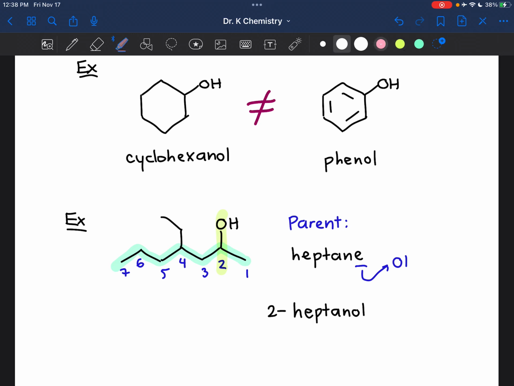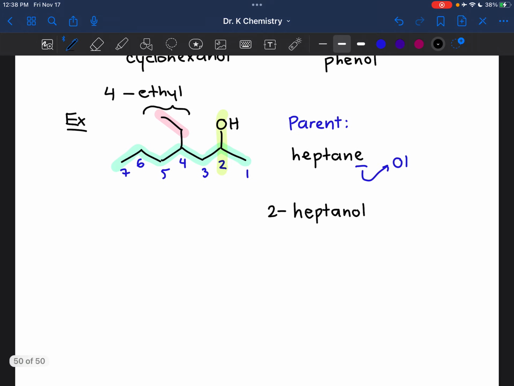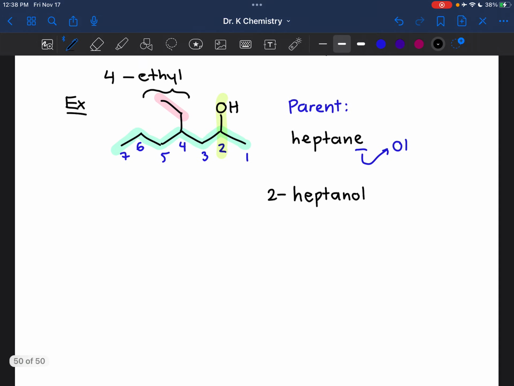The next thing I will do, just like with all of the other naming, is look for the substituents and make sure I list those too. This substituent has 2 carbons, which means it's an ethyl group, and it's attached to carbon 4, so we would call that 4-ethyl. And then just like standard alkanes, I'm going to list the substituent name first and then the parent name, which means this becomes 4-ethyl-2-heptanol.